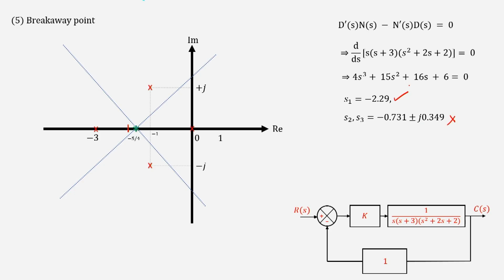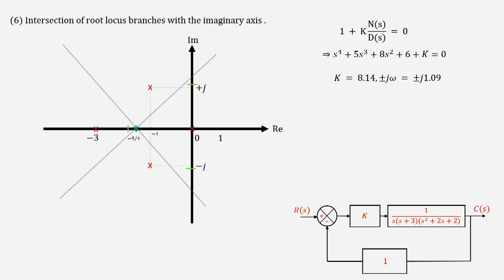Fine, we are happy. We have only one breakaway point. So, the breakaway point is minus 2.29. How did I conclude that this is a breakaway point? Because I had already concluded that the root locus lies between minus 3 and 0. It has to lie between minus 3 and 0, which means minus 2.29 must be on the root locus, right? Because it is between minus 3 and 0.